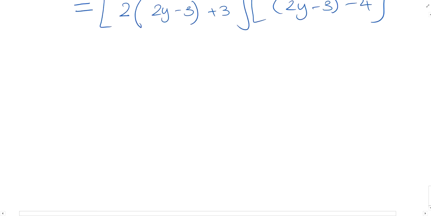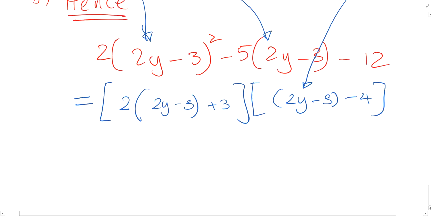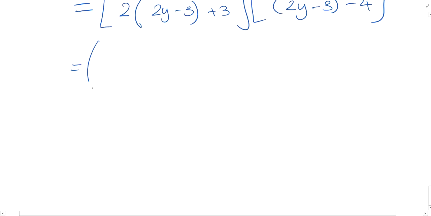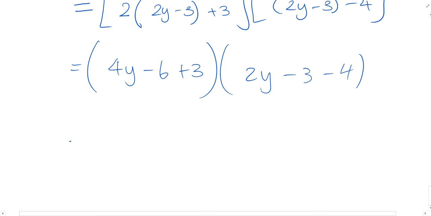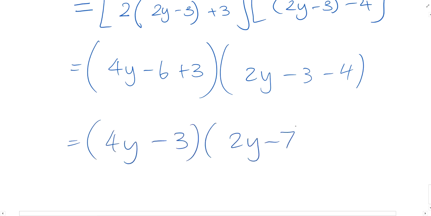But we can simplify it a little further. So 2 times (2y minus 3) is 4y minus 6, plus 3. Then 2y minus 3 minus 4. So (4y minus 3)(2y minus 7). Okay? Next, question 15.